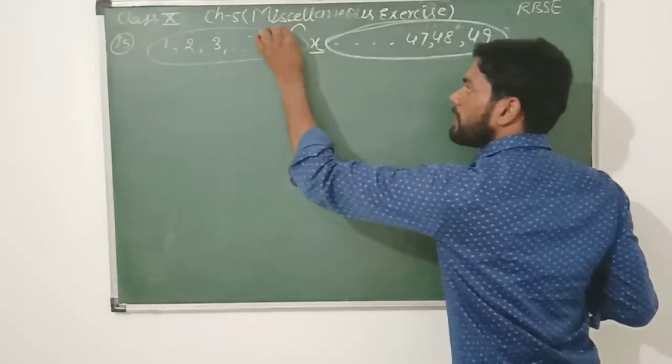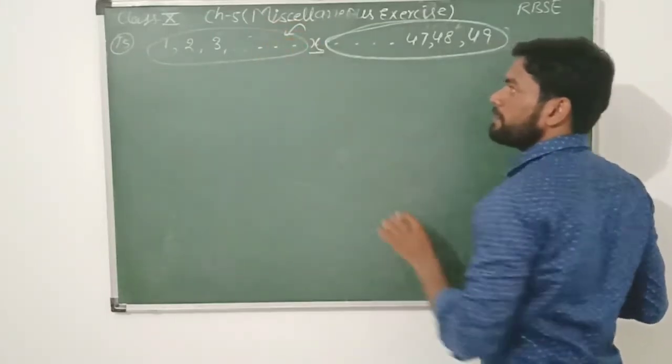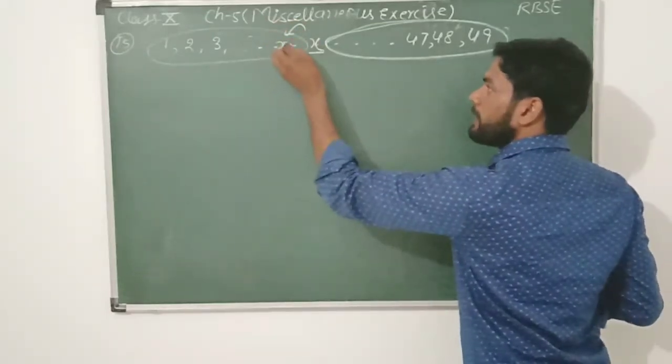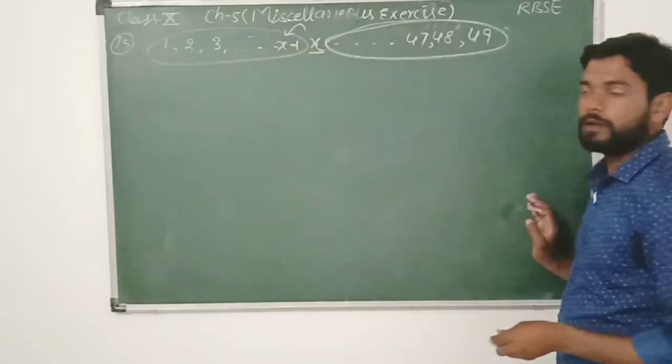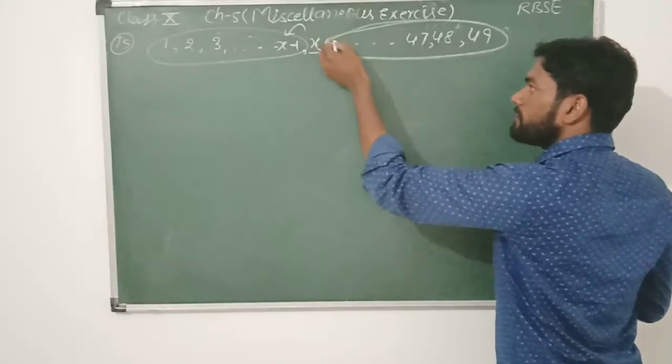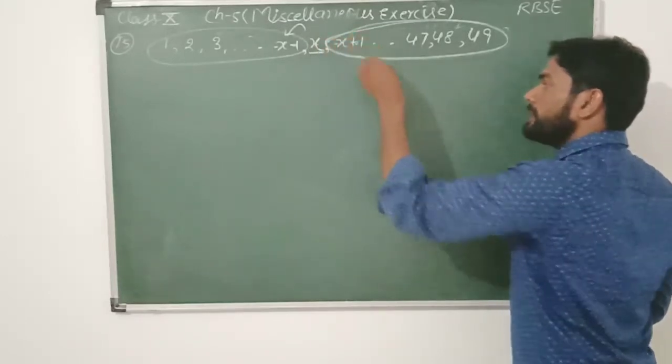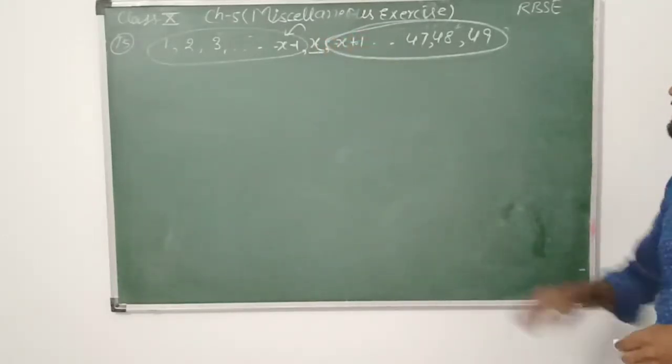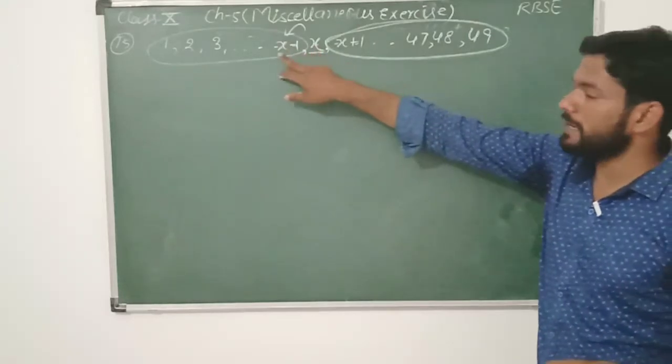Number of this house is x. Then what will be the number of the house which is just before it? It is x minus 1. And the number of the house just after it is x plus 1.